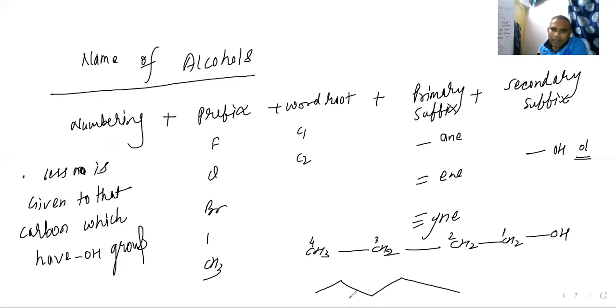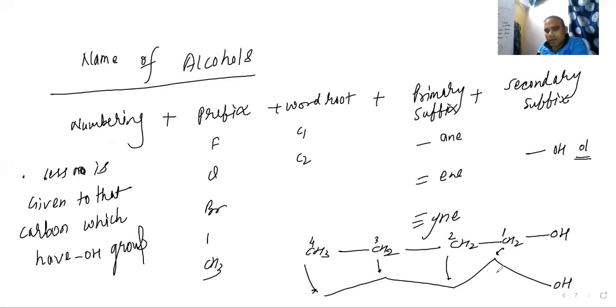Here we can draw a better diagram. That is 1, 2, 3, 4, and here we are writing OH. Then here is a CH2 group, here is a CH2 group, and this is a CH3 group. Are you able to understand this one? So you numbered it: 1, 2, here is 3, and this is 4.